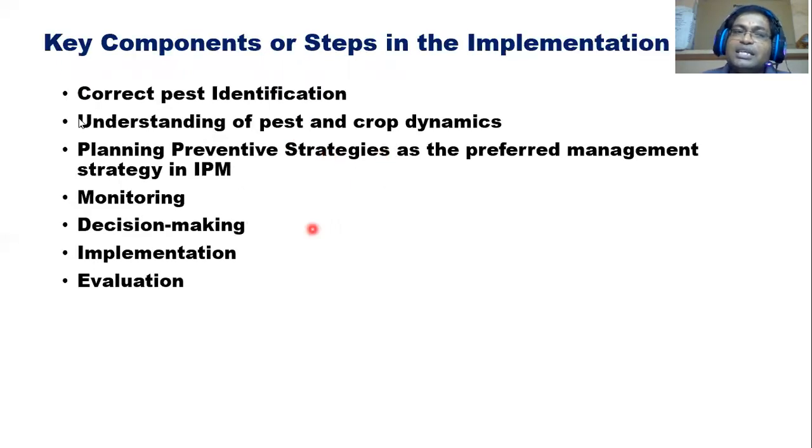So these are the key components or steps in the implementation of IPM. First, you should know what the aim of IPM is, and why we want to go for justification. Then, if you want to implement the IPM program, these are the steps involved. First, correct identification of the pest.